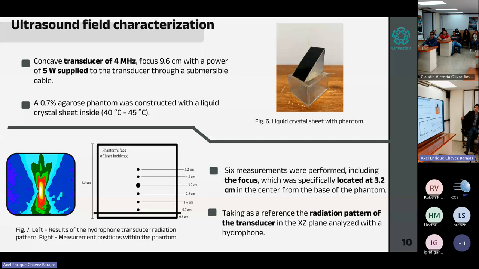and those are the points that we analyzed. And this variation in the density was compared with the radiation pattern of the transducer in the exit plane, analyzed with a hydrophone, to obtain the exact pressures the ultrasound transducer generates in the medium.